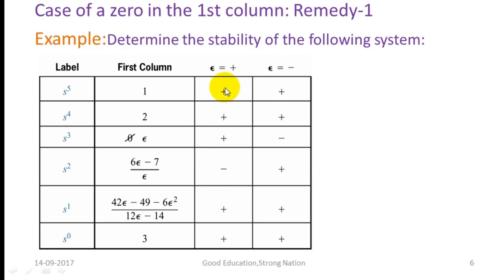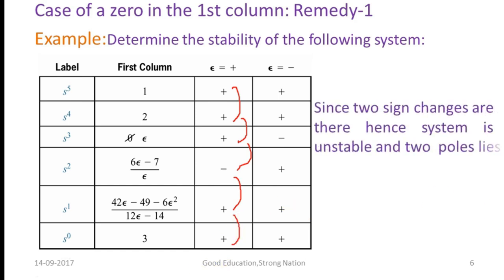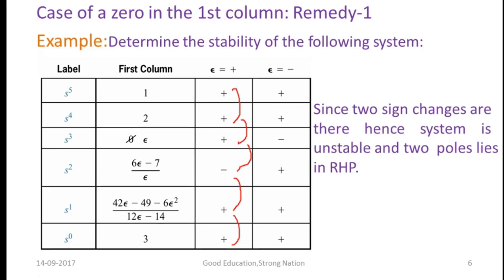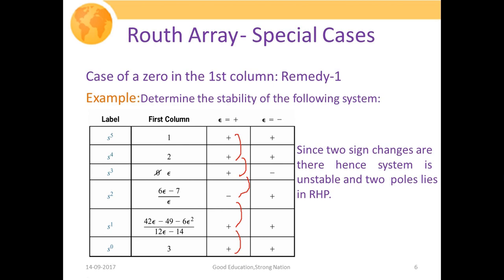So while analyzing the various sign changes, first value to second value, positive, no sign change, then again positive to positive, again no sign change, positive to negative, one sign change, then again negative to positive, second sign change, and then again positive to positive, that is no sign change. So there actually exist two sign changes. Since two sign changes are there, the system is unstable, and it indicates that two poles lie in the right hand side of the S-plane.